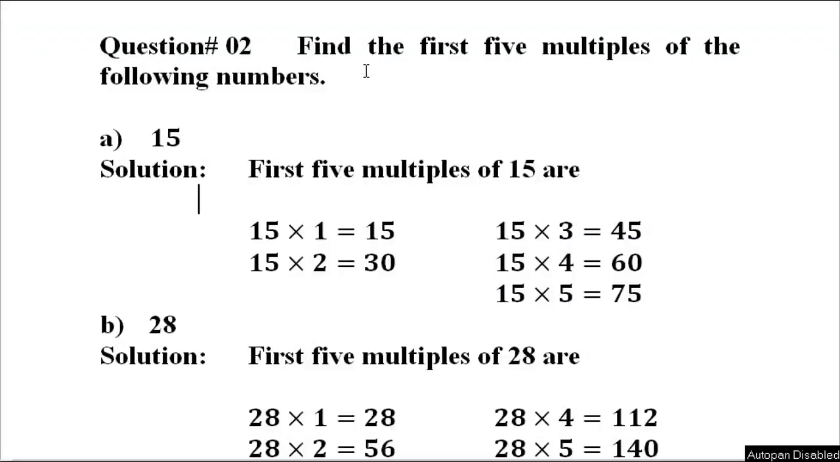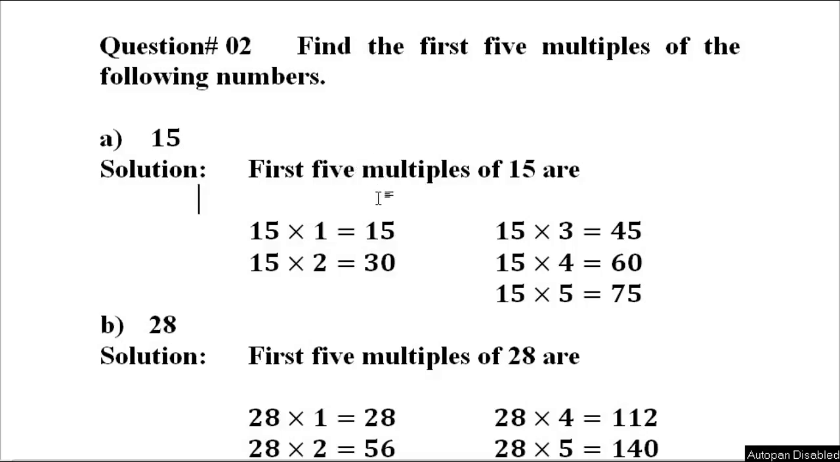Question number 2. Find the first 5 multiples of the following numbers. Before solving this question, let me explain multiples. A multiple of a number is the product of the number and some other number. For example, when we multiply 3 by 5, we get 15. That is, 3 times 5 is 15. Here, 15 is a multiple of 3 and 5.